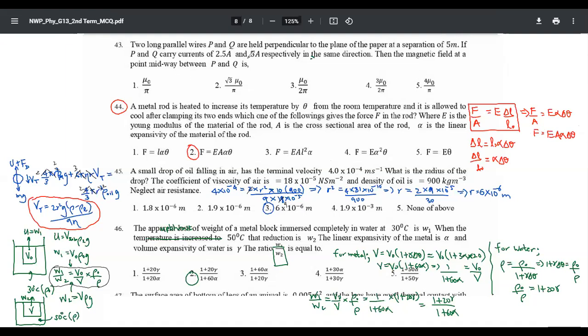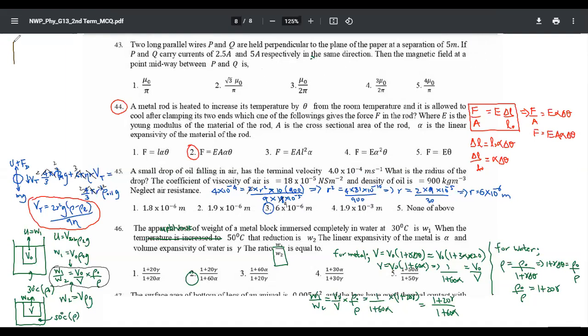Question number 43 is about magnetic field. Two long parallel wires P and Q are held perpendicular to the plane of the paper and separated by a separation of 5 meters. If P and Q carry currents 2.5 amperes and 5 amperes respectively in the same direction, then the magnetic field at the point midway between P and Q is?